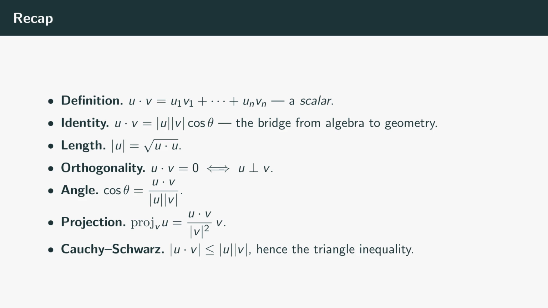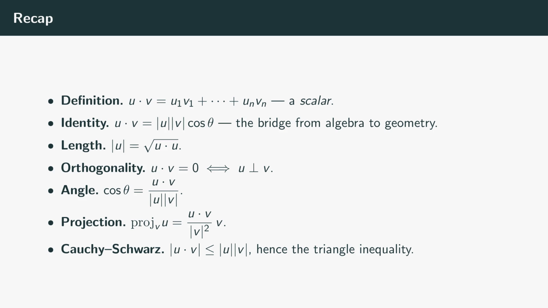Length comes from dotting a vector with itself. The magnitude of u is the square root of u dot u. Two non-zero vectors are orthogonal, perpendicular, exactly when their dot product is 0. The angle between any two vectors has cosine equal to the dot product over the product of the lengths. The projection of u onto v, u's shadow along v, is u dot v over the magnitude of v squared, all times v, and the Cauchy-Schwarz inequality says the absolute value of the dot product never exceeds the product of the lengths, which both makes the angle formula sensible and gives us the triangle inequality.